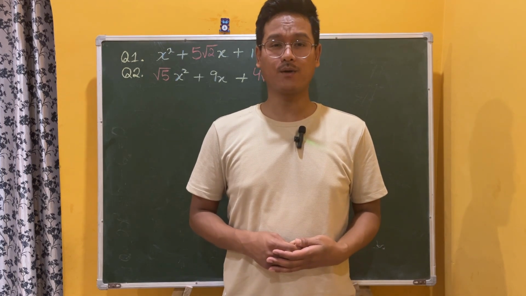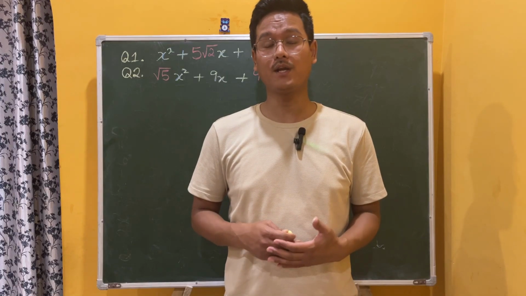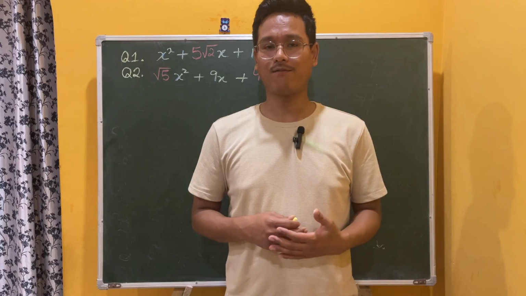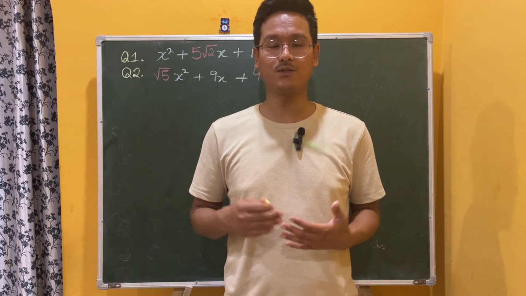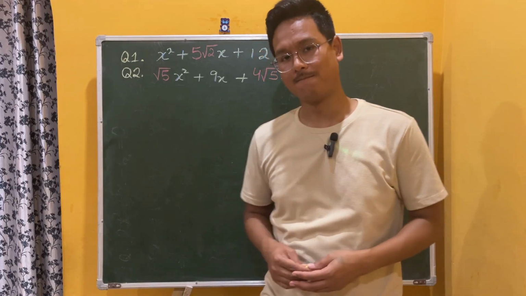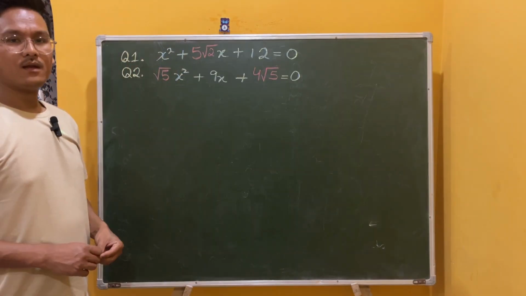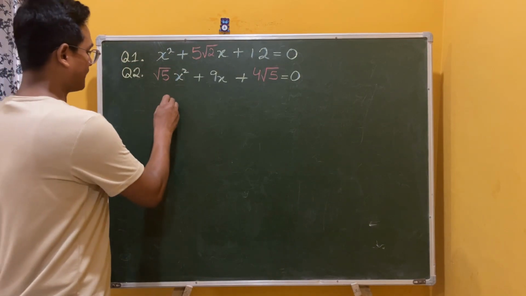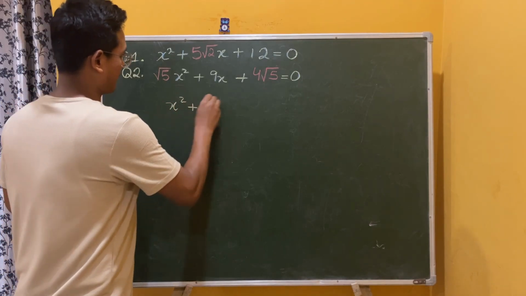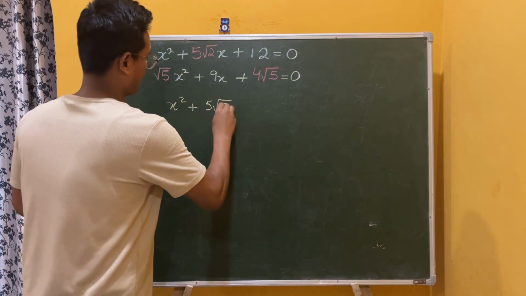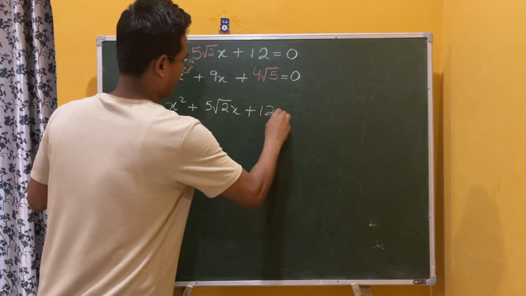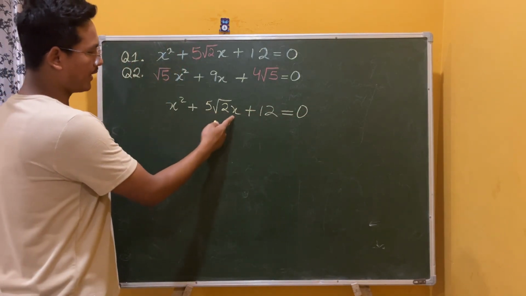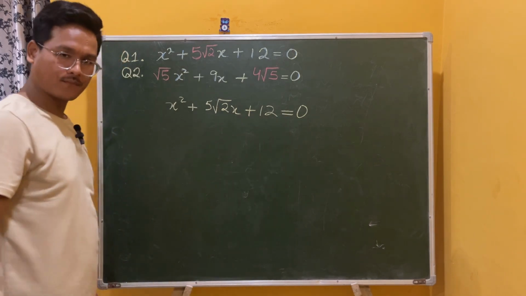In today's class, we're going to learn how to solve quadratic equations whose coefficients are irrational numbers by the factorization method with the help of these two equations. So let's do it. Let us first solve equation number 1: x square plus 5 root 2 x plus 12 equals 0.